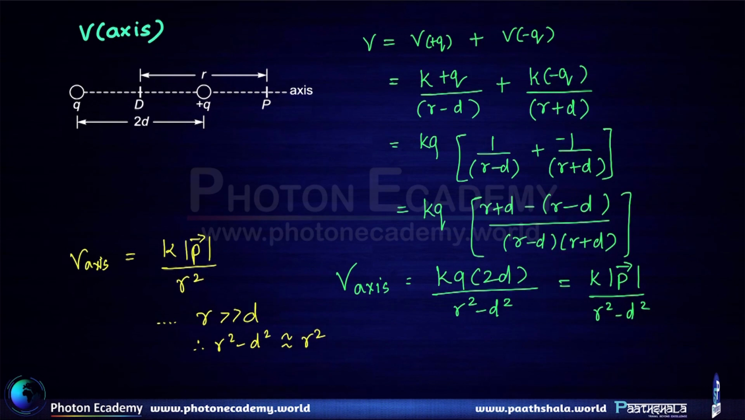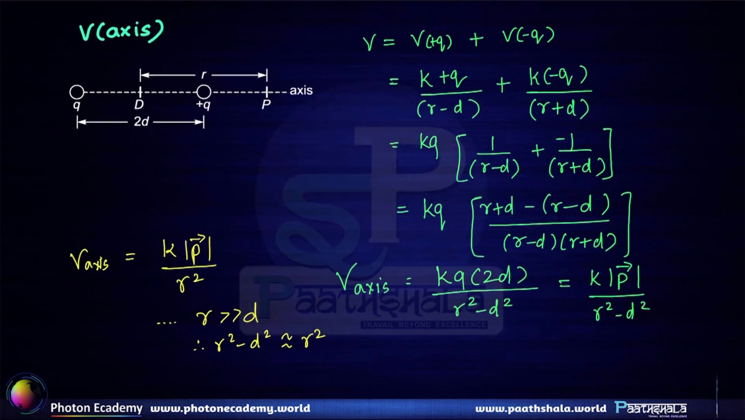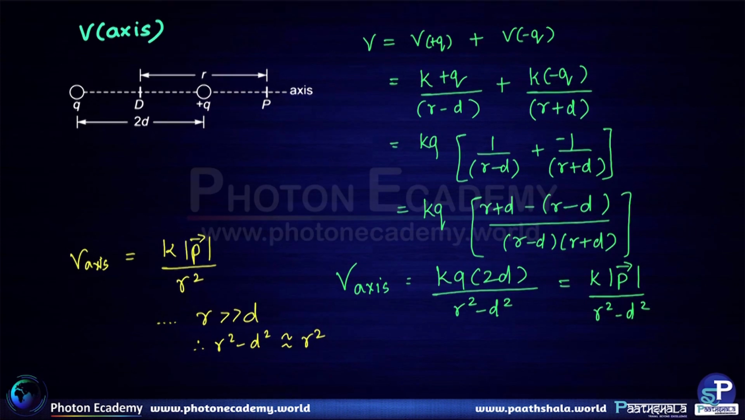Now here, for the points on the axis that are closer to the plus charge, the magnitude of the potential will have a plus sign associated with it. So the total potential will be positive, and for the points that are closer to the negative charge, the total potential will be negative. This is something that we have to understand and interpret in this particular situation.